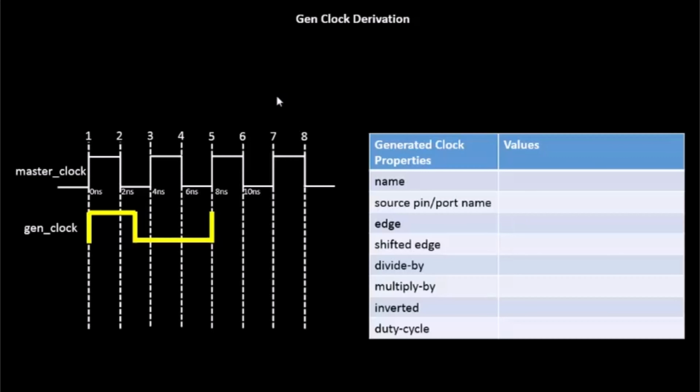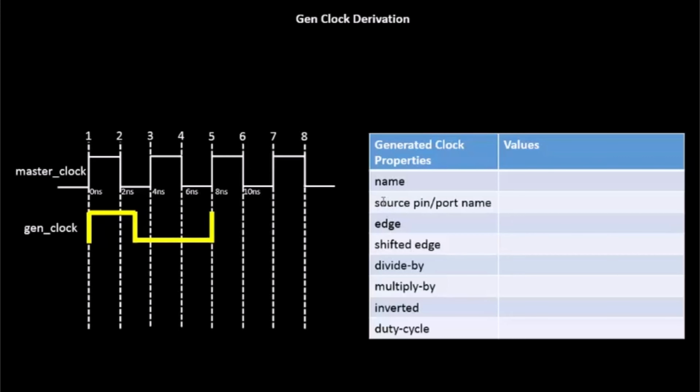Hello everyone. Let's continue our discussion on gen clock derivation. So we had a typical scenario over here where your generated clock waveform was something like this. The first rising edge of your gen clock arrived at the first edge of your master clock. The second rising edge of the gen clock arrived at the fifth edge of the master clock. But the middle edge, the fall edge, which is the second edge of the gen clock, it's neither on 2 nor on 3. So how do we code this kind of scenarios?